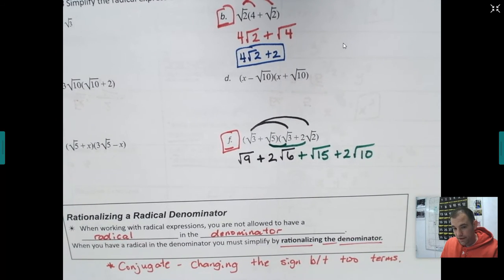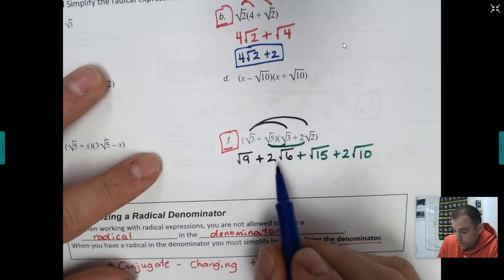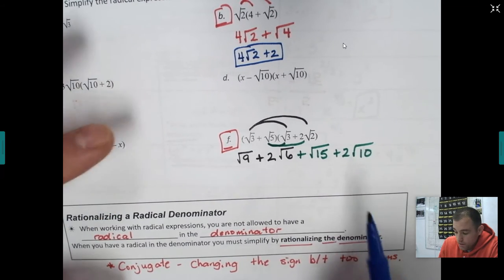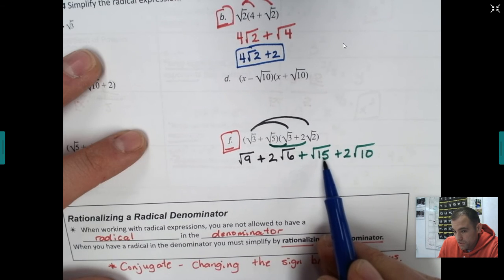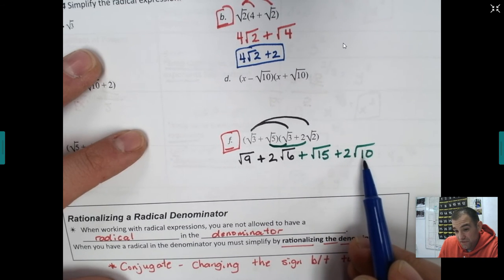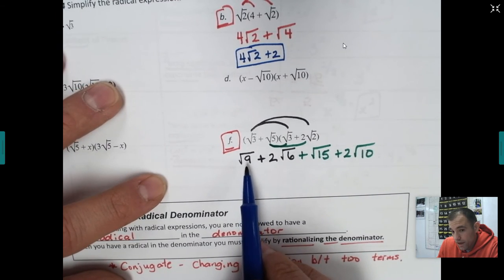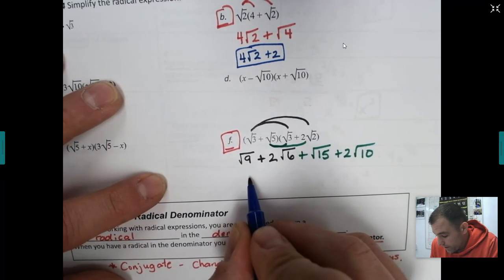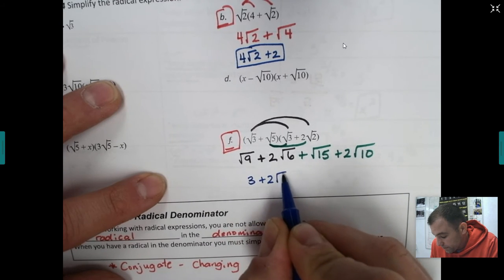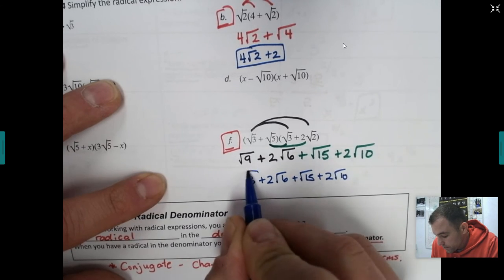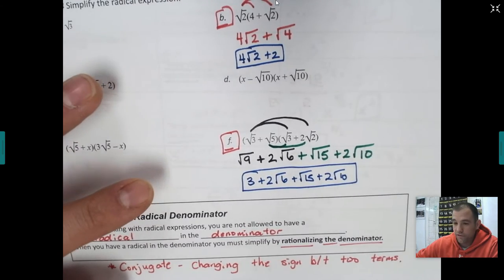And now I have to see if I can simplify. Is there any way I can break these down to make them a little bit more user-friendly, a little bit easier? 6, I can't split up 6 into perfect squares. That's only 3 times 2. 15 is only 5 times 3, so that's not going to work. 10 is 5 times 2, so I can't really simplify that. But the square root of 9 we could do. So the square root of 9 is 3, and then everything else is just going to stay exactly the same. And there is our final answer.